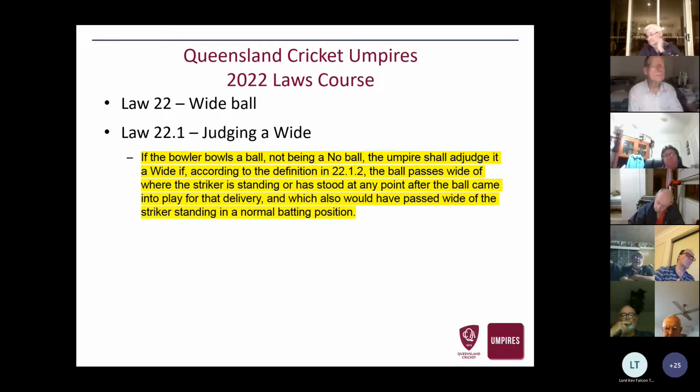So, for example, if I take up guard on leg stump, and I decide to move away to the leg side and then come back to my position on leg stump to try and put the bowler off their rhythm, the wide for the purposes of a leg side wide will be the furthest point that I've stood on that leg side. So effectively, the advantage has gone back to the bowler rather than being toward the batter.